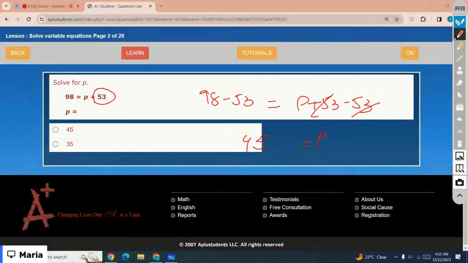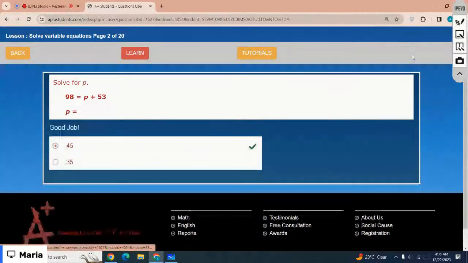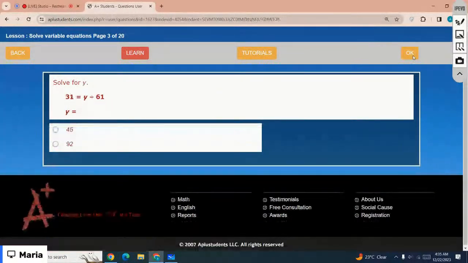Got it? If the variable is not isolated, you need to isolate the variable this way, by doing the reverse operation. Reverse operation means addition is the reverse of subtraction, and multiplication and division and vice versa is also possible, right?